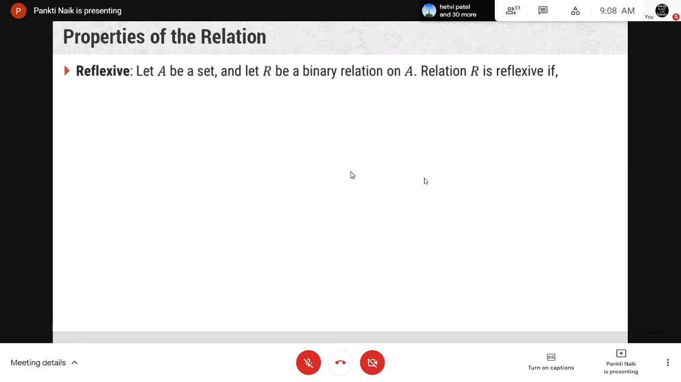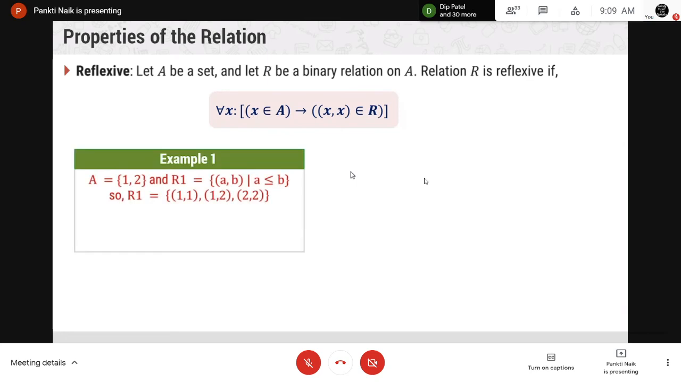So first property of relation R on set S is reflexive, right? So what is reflexive? Let A be a set and let R be a binary relation on A. Relation R is reflexive if for every x that is a member of A, (x, x) belongs to relation R, right?